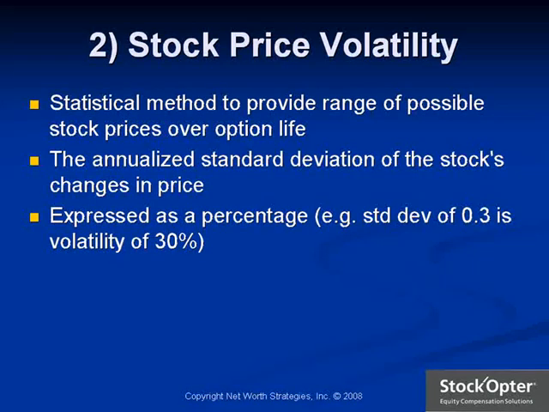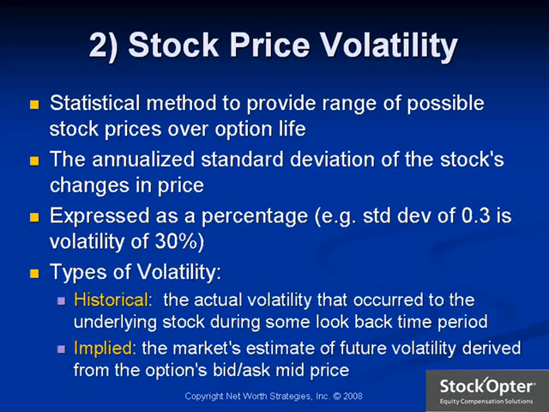It's important to note that there are different types of volatility: historical, the actual volatility that occurred to the underlying stock during some look-back time period; and implied, the market's estimate of future volatility derived from the option's bid-ask mid-price.